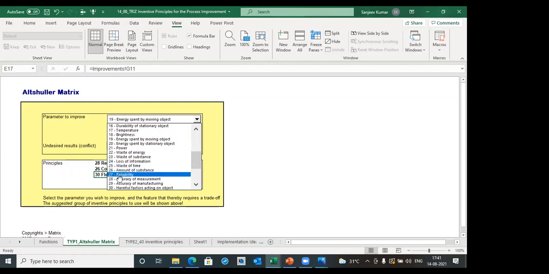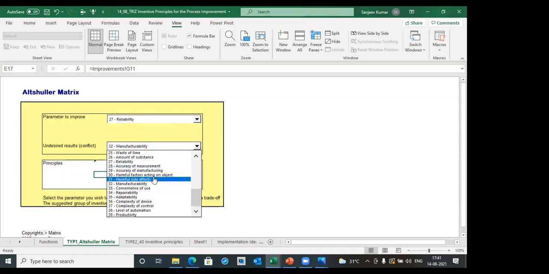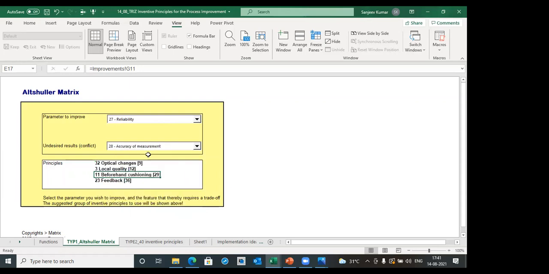The reliability, right? Suppose if you want to improve the reliability, okay, what can go wrong? What can go wrong if you want to improve the reliability? Sometimes what happens, the accuracy of measurement can be a problem. Okay, and these are all the principles. So if you want to improve something from the functions you have taken, sometimes in order to improve those functions, the other function will get conflicted.